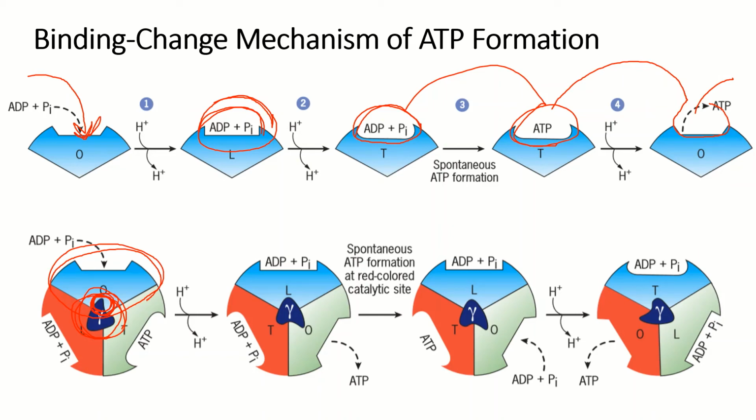Okay? And take note here, the open conformation has moved to the green colored subunit. That's because the sharp portion of the gamma subunit, which is constantly rotating, is now facing here. Okay? And this portion, the blue one, is now in the loose conformation. And as the gamma subunit continues turning, eventually this will be in tight conformation, and the ADP and the P can react together to form ATP.